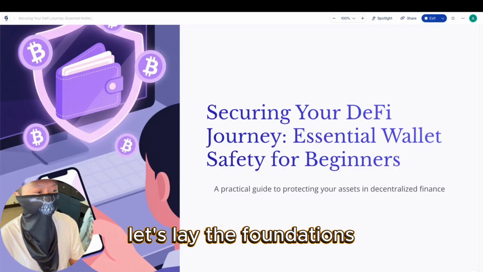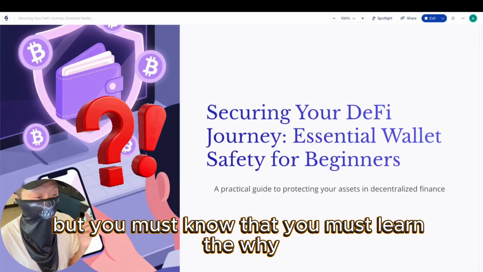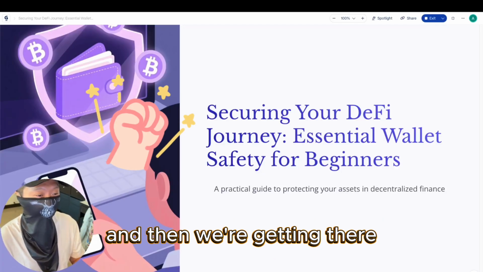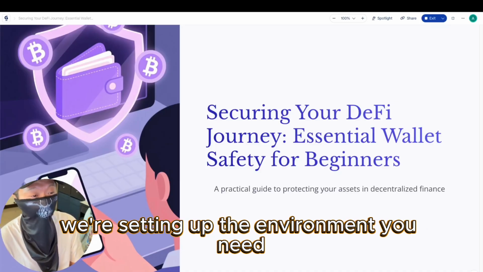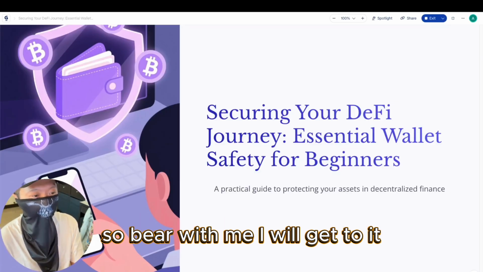Let's lay the foundations. I personally rewatched the first video. I was terrible, but you must know that you must learn the why. And then we're getting there. We're getting to the execution part. We're setting up the environment you need, the tools you need to actually make investments. So bear with me. I will get to it.